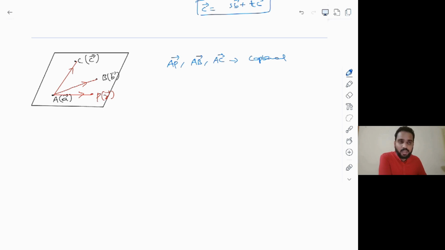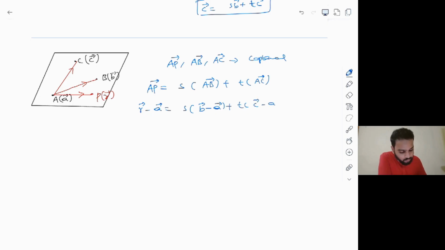AP bar, AB bar, AC bar are coplanar, which means I can express AP bar as a linear combination of the remaining two vectors, that is S into AB bar plus T into AC bar. Now we know what AP bar is. AP bar is nothing but OP minus OA. But OP here is R bar, minus OA, which is A bar, is equal to S into AB bar, which is nothing but OB minus OA, which will give you B bar minus A bar, plus T into AC bar, which is nothing but C bar minus A bar.